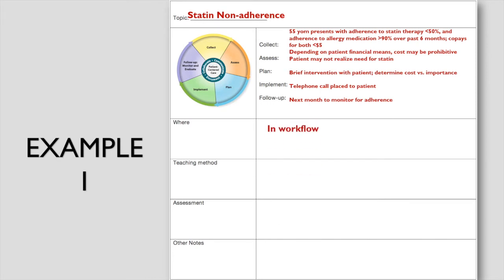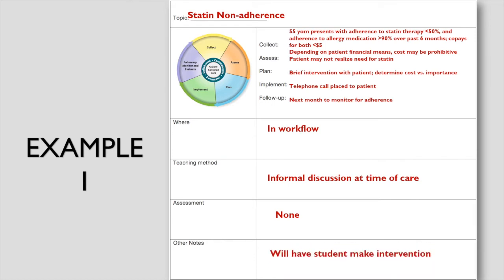Where does this PPCP example take place? In the regular workflow of the community pharmacy. The teaching method used for the APPE student includes an informal discussion of the intervention and the plan at the time of care. Remember, you don't have to make a formal assessment of how the student participates in the PPCP process every time. The pharmacist makes a note in this situation to have the student make the intervention for the patient.